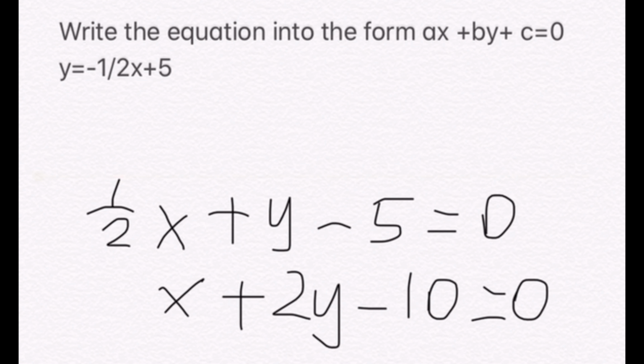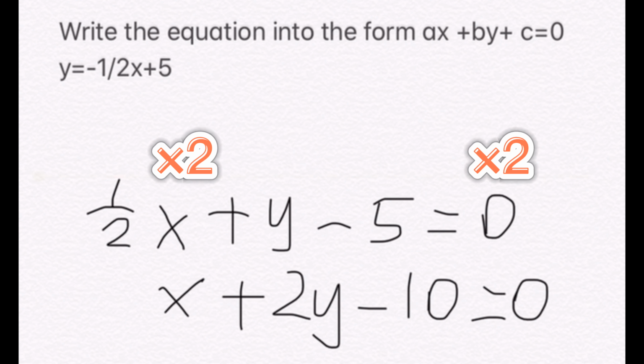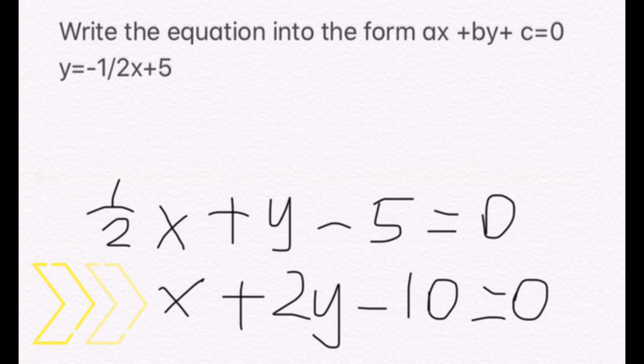We know from before that a, b, c cannot be fractions, they have to be integers. So we will multiply both sides by 2, and we get x plus 2y minus 10 equals 0.